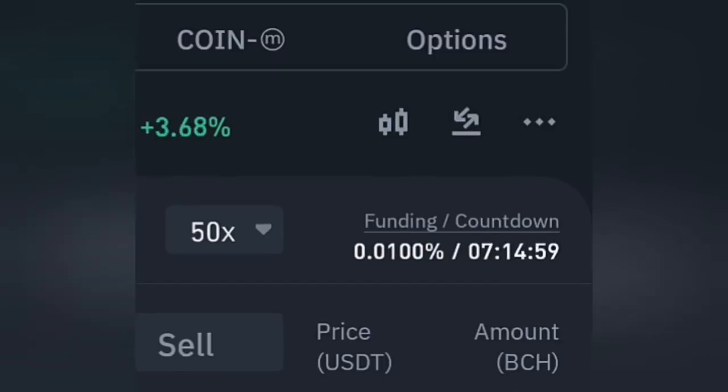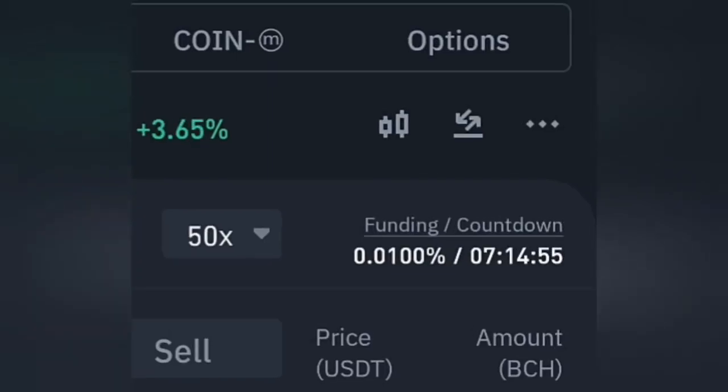Now, what the countdown means is that there are 3 times at which you pay fees in a day. Understand? Now, since we are in Nigeria, the 3 times are 1 a.m. in the morning, 9 a.m. in the morning, and 5 p.m. in the evening. So these 3 times are the 3 times at which you would be either funded or deducted in fees. Understand? So when you are trading Binance futures, you pay fees or the fees get paid to you.